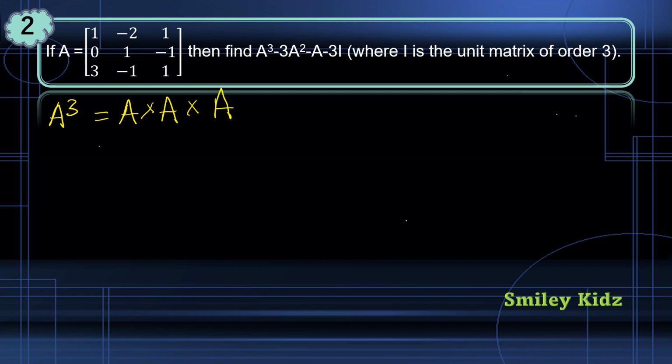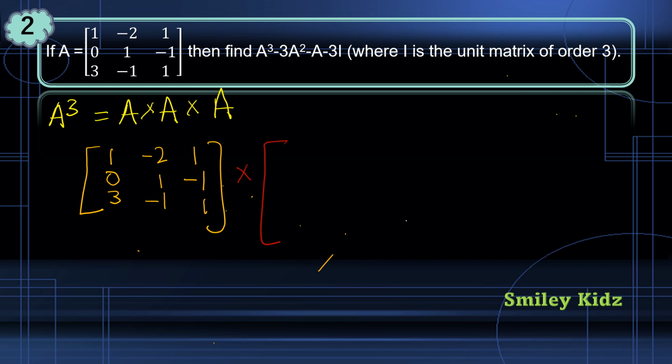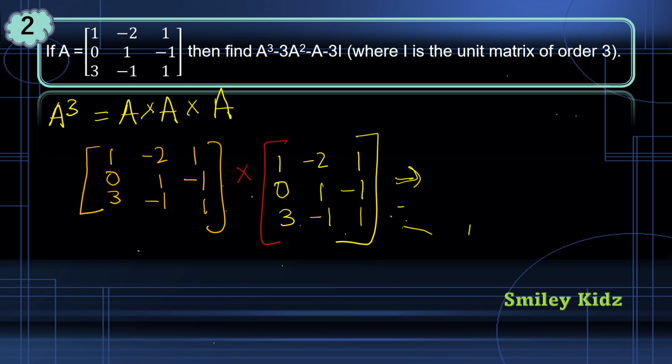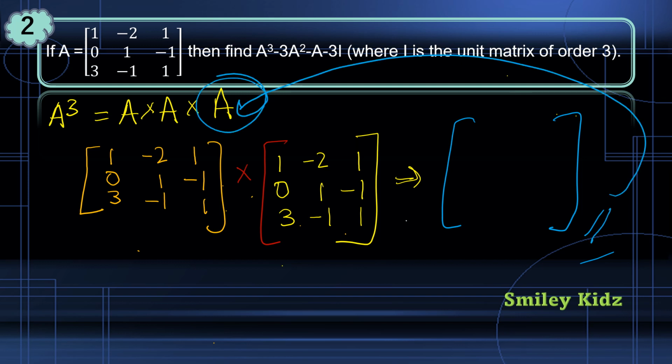Alright. Now let's multiply them. We have 1, minus 2, 1, 0, 1, minus 1, 3, minus 1, 1 into, let's multiply them, again the same A, isn't it? 1, minus 2, 1, 0, 1, minus 1, 3, minus 1, 1. This is going to be equal to this matrix. Alright. And whatever matrix we get, we are going to again multiply it with A, and that is when we get A cube, or else we'll be left with A square itself.